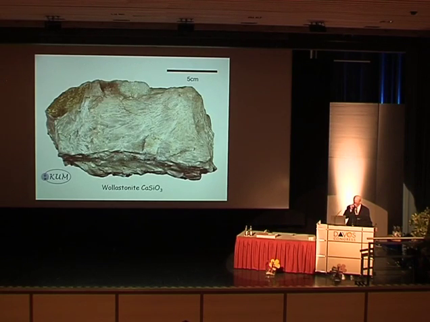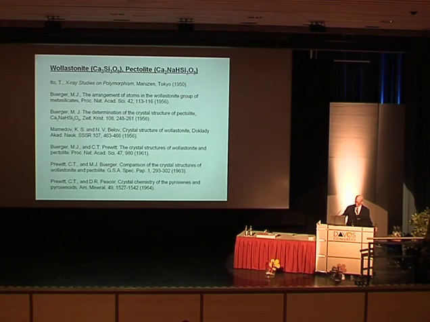I want to start off with wollastonite. Wollastonite is a material that was the subject of my PhD thesis. And it all came about because Professor Berger, who was my advisor at MIT, had worked on pectolite, and he had tried to solve the structure of wollastonite, but was unsuccessful. He thought it was going to have the same atom coordinates as in pectolite, but it didn't work.